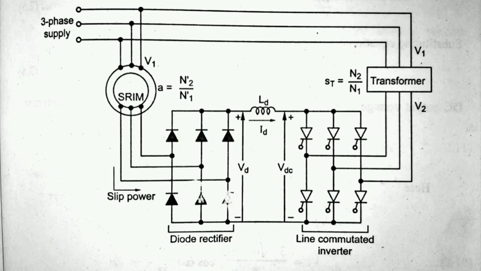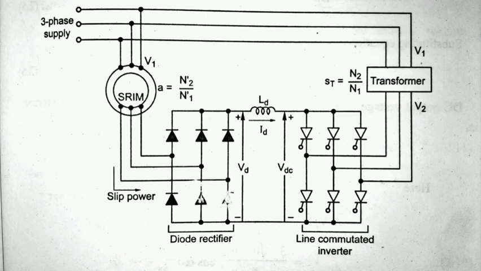In actual practice, the rotor voltage will be less than the supply voltage. Hence, the transformer is required to step up the voltage before feeding it back to the supply. Let the transformer turns ratio be a_T equal to V2 by V1. The three-phase terminals of the inverter are given to the transformer. The inverter will be operating at a frequency equal to the supply mains frequency. So this inverter will be converting the frequency of the slip power to the supply mains frequency.